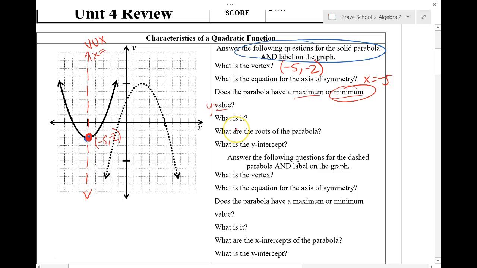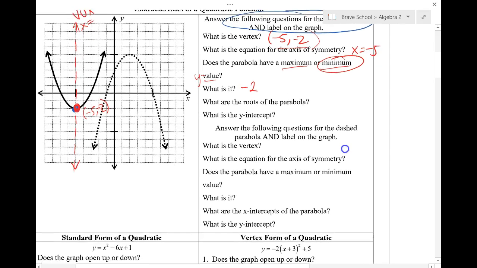What is the minimum y value? Now remember, we're only looking for the y value. And again, it's that y value at the vertex. So that's the nice thing about the vertex, it tells you a couple of things. So it's -2. If you look back at the vertex over here at the top, the -5 tells us what the axis of symmetry is, and the -2 tells us what the minimum or the maximum is. Once you find the vertex, you can find both of those.